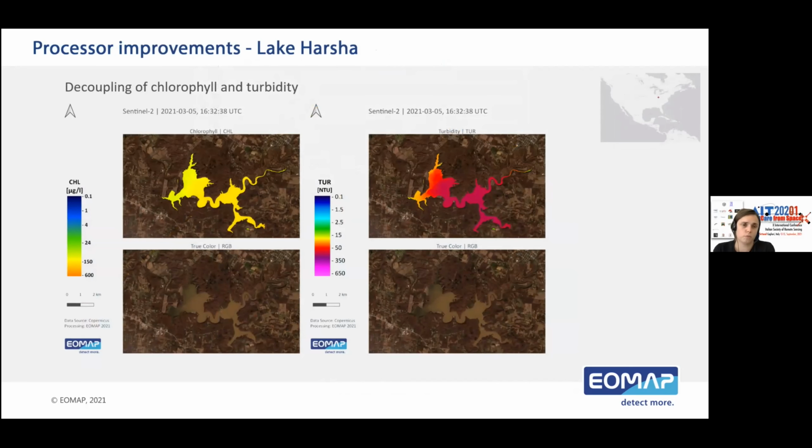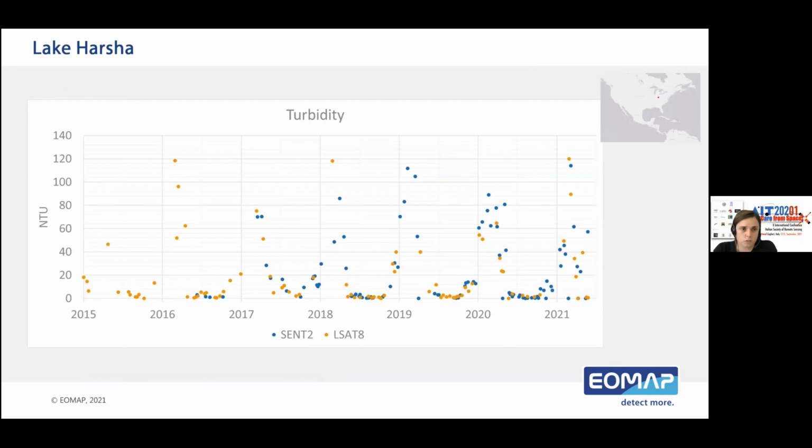We also do, in the frame of the PrimeWater project, a lot of processor improvements, like the decoupling of chlorophyll and turbidity. So for example, in here, this is the example from the US, Lake Harsha. They have high turbidity in wintertime, which is not typically or automatically connected to high chlorophyll values. But on the other side, if we have high chlorophyll A values, you also have a high turbidity because it's connected to the biomass. So here you see the time series of Lake Harsha with the high values of turbidity in the wintertime. So in 2016, always a little bit later than January, February.